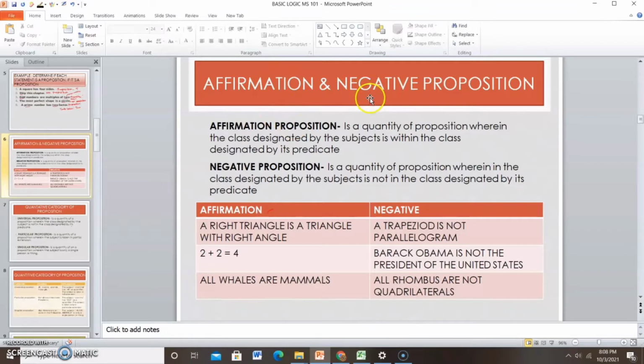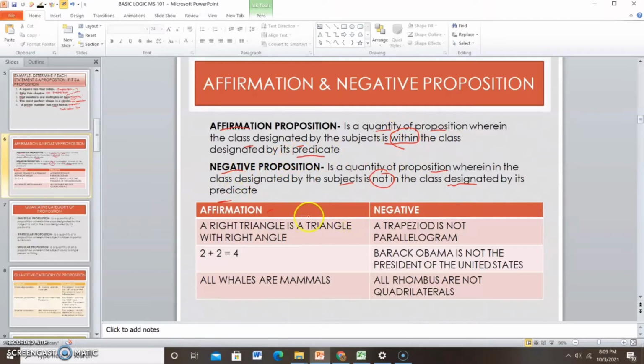Next are affirmation and negative propositions. A negative proposition is a quantity of a proposition wherein the class designated by the subject is not in the class designated by its predicate. And an affirmation is the quantity of a proposition wherein the class designated by the subject is within the class designated by its predicate.